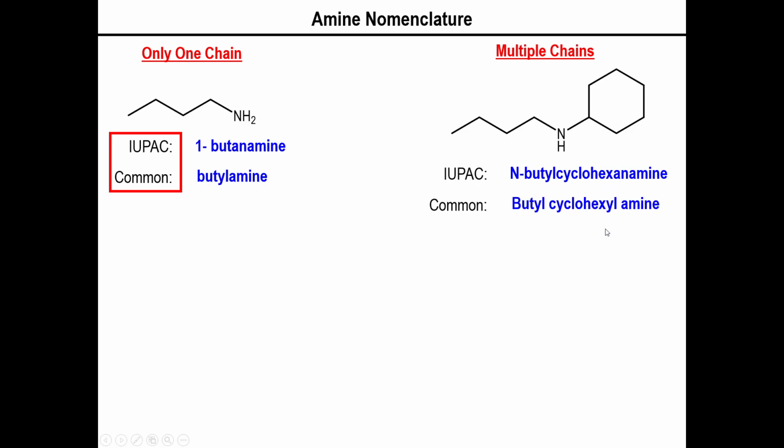But as I mentioned just in the previous example, it is probably better to just go with the common way of naming amines, which is just to treat the two alkyl chains as substituents. And so you just list them alphabetically, butyl first, cyclohexyl second, and then you end the naming by saying amine. So butyl cyclohexylamine tells you the whole story.